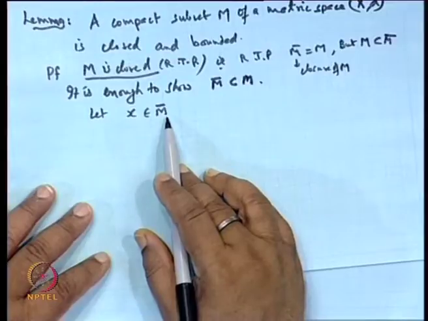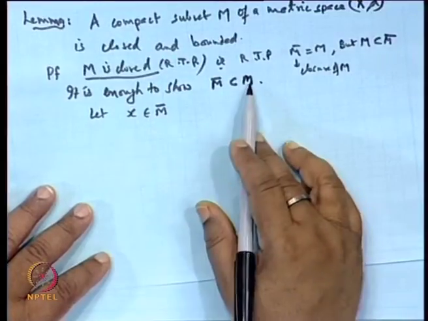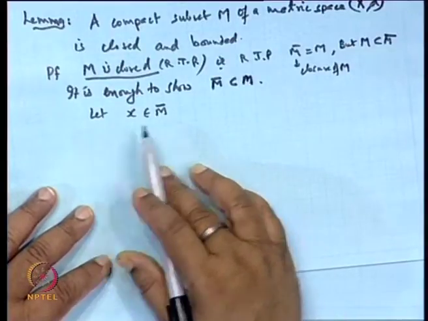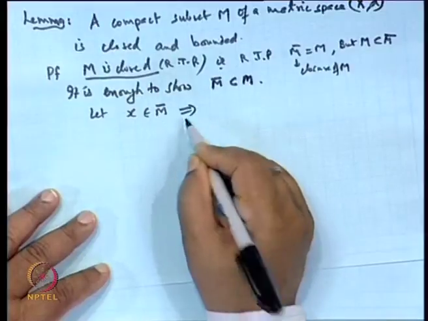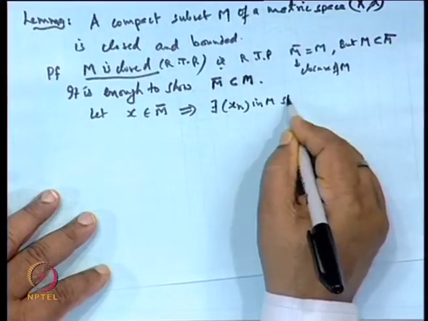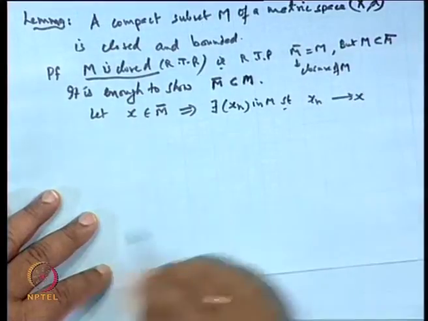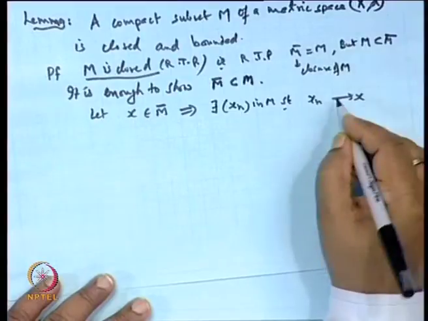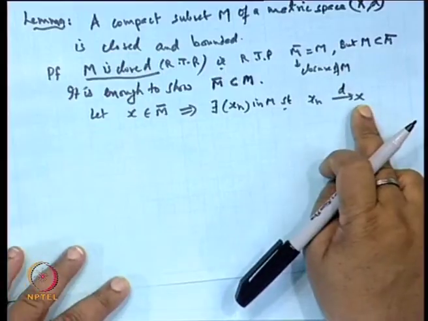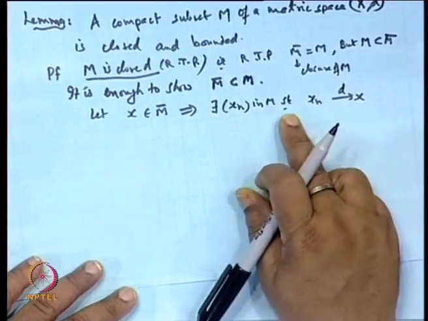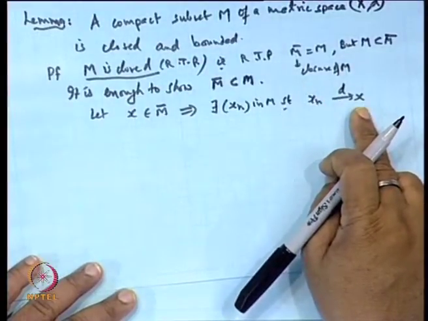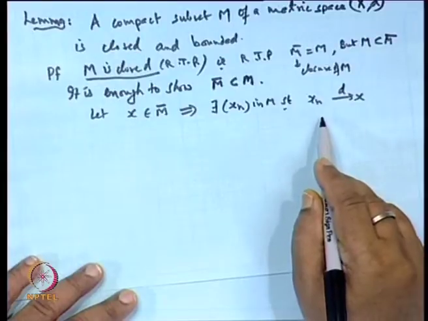So if x belongs to M bar, either x is a point of M, then there is nothing to prove because it will be a subset of M. But if x is not a point of M, then it has to be a limit point of M. So this implies that there must be a sequence x_n in M such that x_n goes to x in the metric d, whatever the metric d is. So there is a sequence which converges to x. But what is given is that M is compact, so every sequence must have a convergent subsequence.